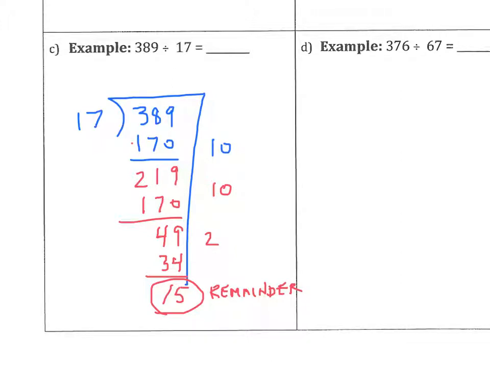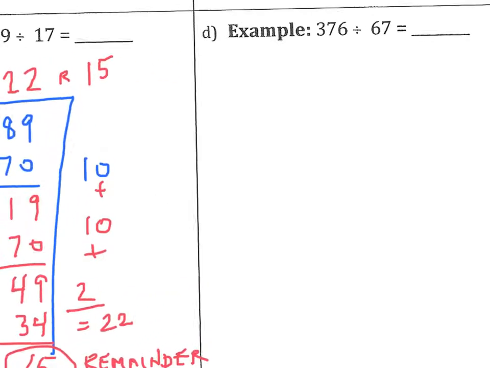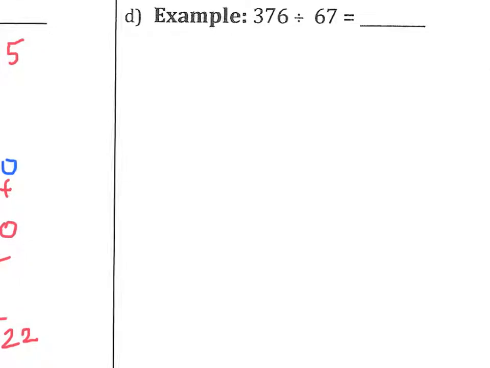So we go up here and we write that 10 plus 10 plus 2 equals 22. So my answer is 22, remainder 15. Pretty straightforward. Makes sense. All right. Ooh, tricky one here. Let's try this one.